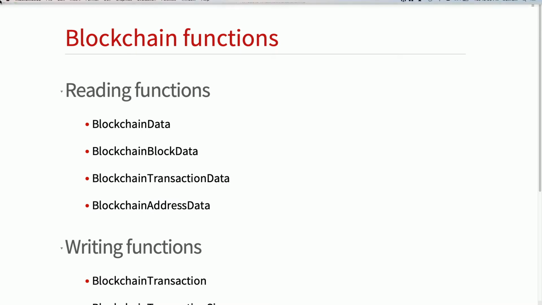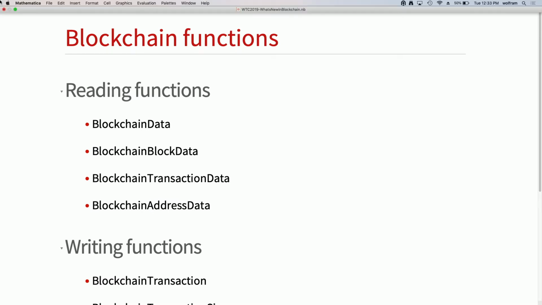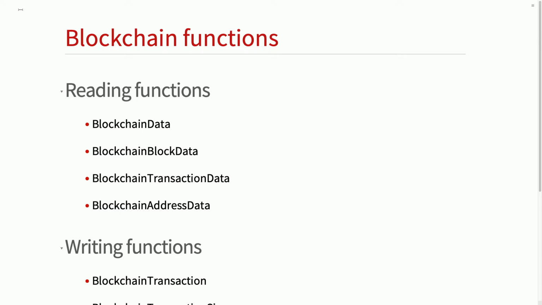So how can we interact with a blockchain using Wolfram Language? Here we have some reading functions and writing functions. BlockchainData is used to get general information about a blockchain. BlockchainBlockData is used to get the information about a specific block in the blockchain. Each block has a set of transactions inside, and we can look at the details of each transaction using BlockchainTransactionData. Finally, each transaction is usually the exchange of currency between sender and receiver addresses, and we can look at those addresses in more detail using BlockchainAddressData.